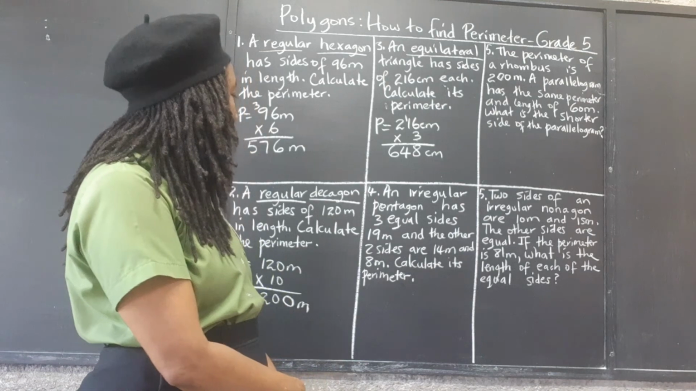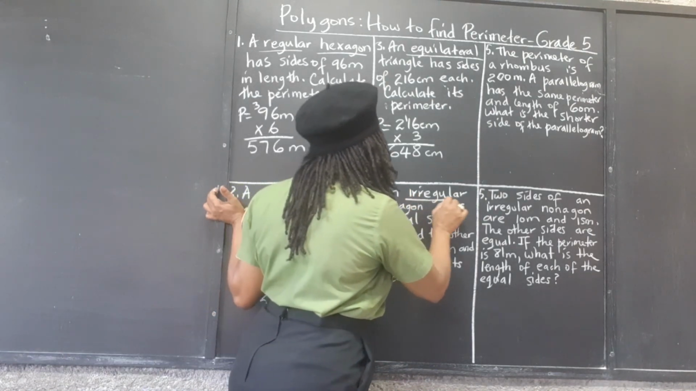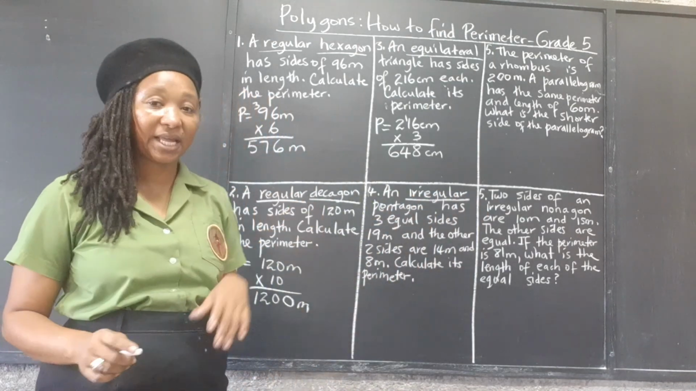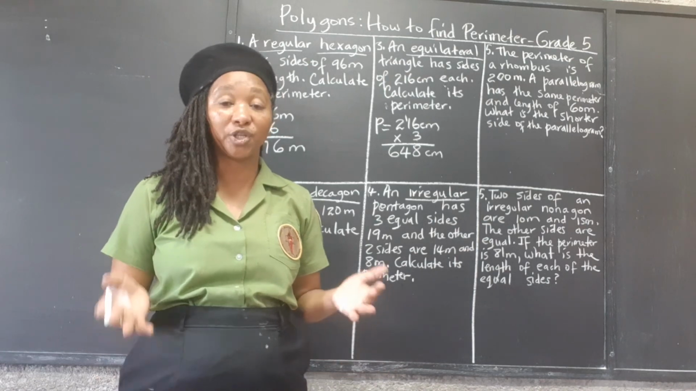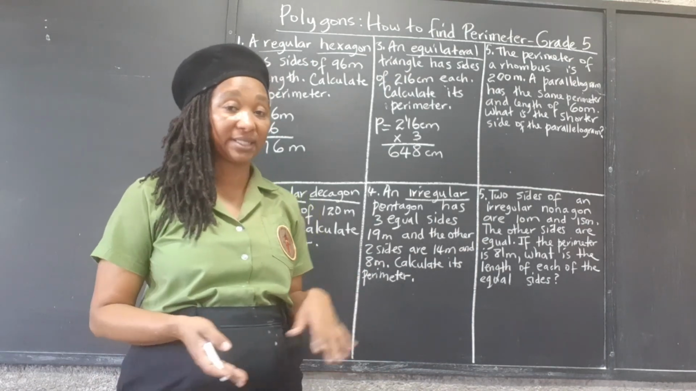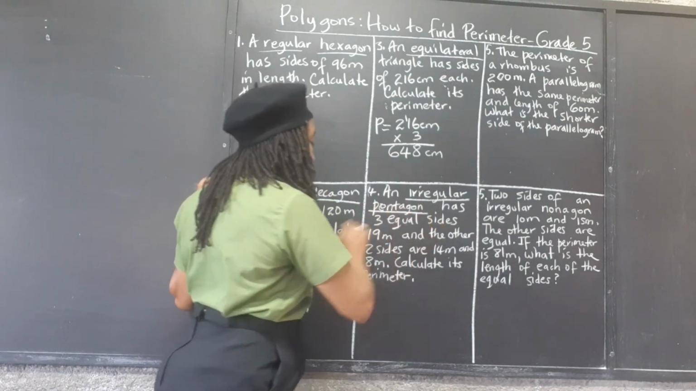Alright, so number 4, an irregular. So this time it's irregular. So that's telling us the sides are not all equal. Maybe some are equal, but you're going to have some that are not equal. It's irregular. It's a pentagon. That tells us what?